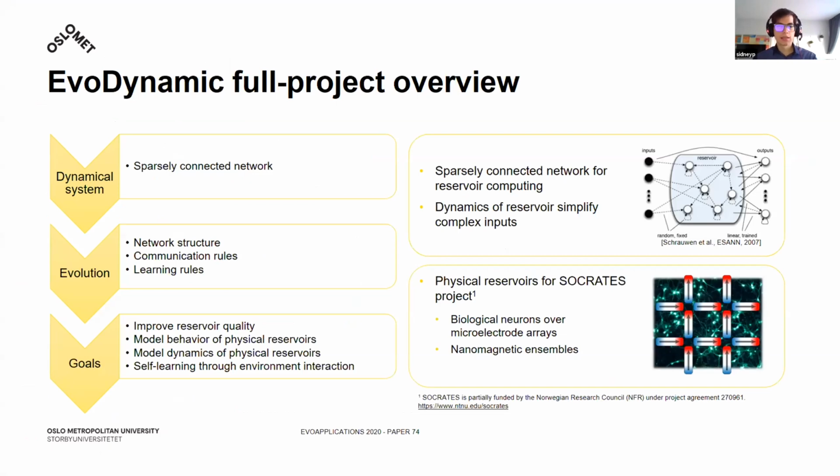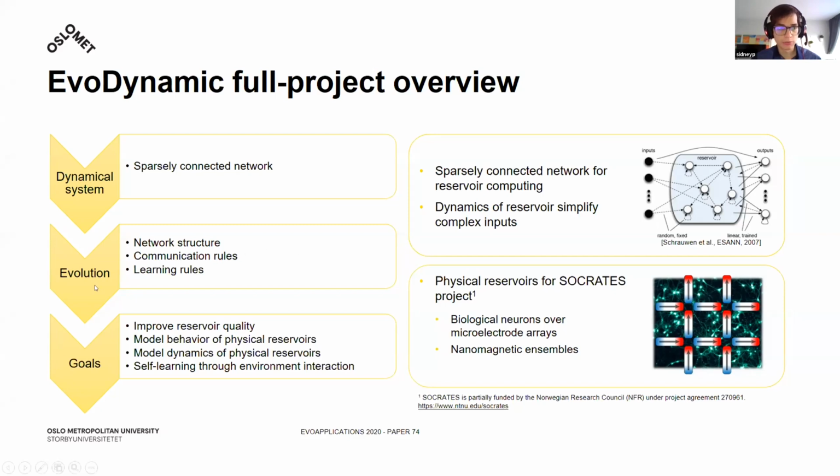Here's the overview of the entire project for the EvoDynamic framework. This framework will be based on dynamical systems, such as sparsely connected networks. Such networks are used in the reservoir computing paradigm. This paradigm exploits the dynamics of the reservoir, or dynamical system, to linearize nonlinearly separable input data that comes from the input to the reservoir. And this allows linear machine learning systems, or just one single layer of artificial neurons, to be trained on this pre-processed data that comes from the reservoir.